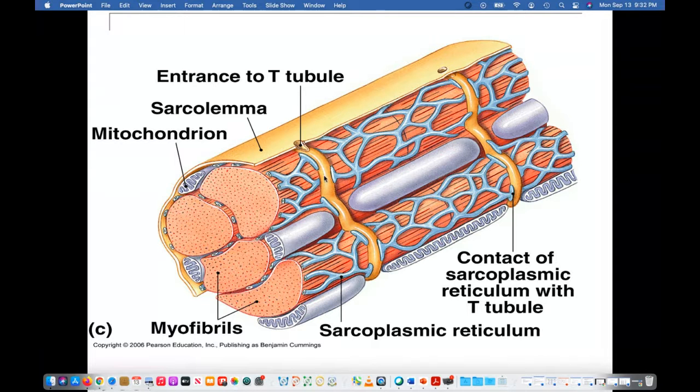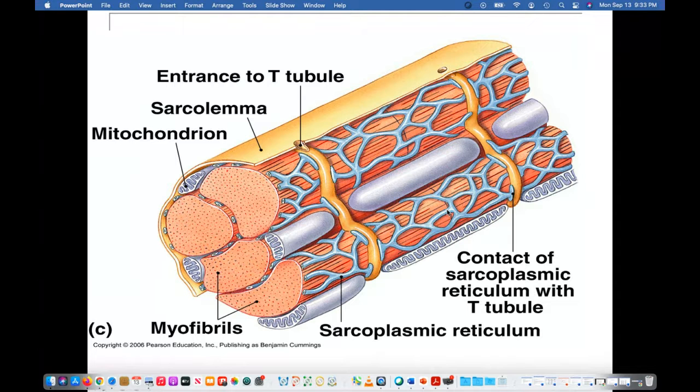I mentioned it before. This is a transverse tubule, and this transverse tubule runs transversely to everything else that you see here, like the blue mesh-like structure here, the spiderweb looking thing. That is called the sarcoplasmic reticulum. Now, the sarcoplasmic reticulum is super important. It has a major function.